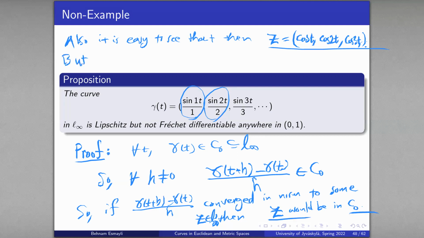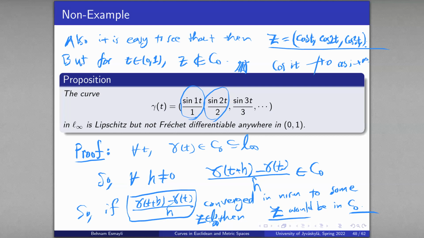But for t in (0,1), z is never in C0. For any fixed t in this range, cosine of it does not converge to 0 as i goes to infinity. Maybe another nice exercise. And that's a contradiction. So if you had strong convergence for this quotient, you'd run into trouble. So this quotient does not converge to a vector. Therefore, there is no way we can have a Fréchet derivative by definition.